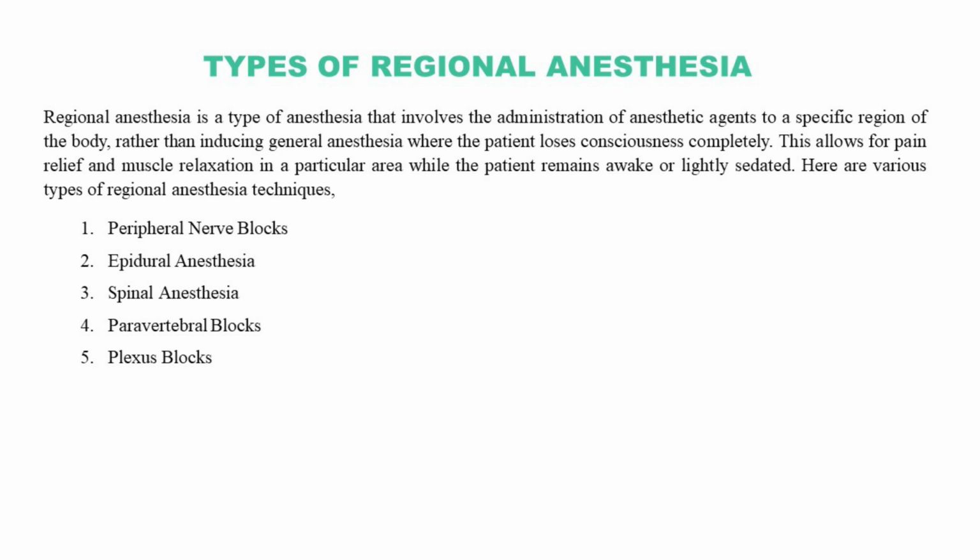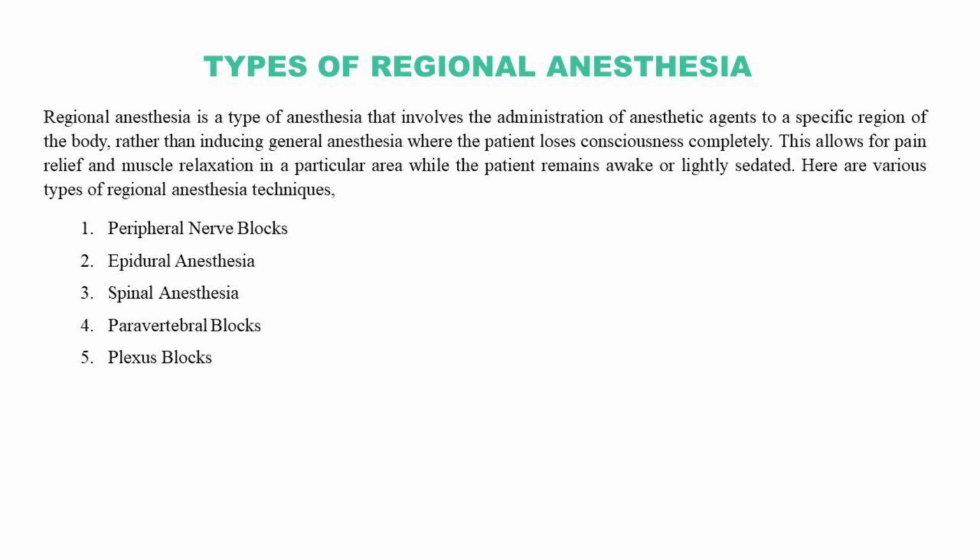Types of regional anesthesia. Now, let's explore the different types of regional anesthesia. Regional anesthesia is a type of anesthesia that involves the administration of anesthetic agents to a specific region of the body, rather than inducing general anesthesia where the patient loses consciousness completely. This allows for pain relief and muscle relaxation in a particular area while the patient remains awake or lightly sedated. Here are various types of regional anesthesia techniques.